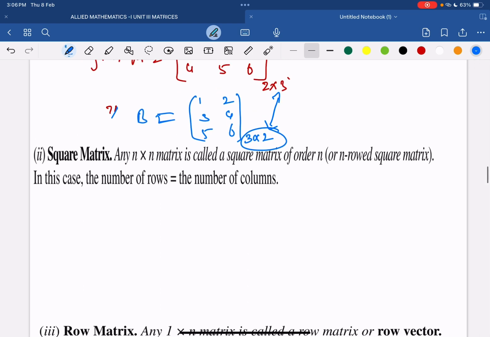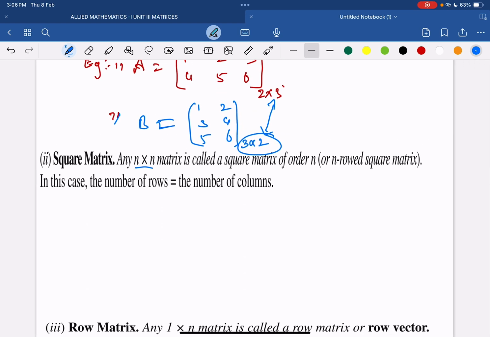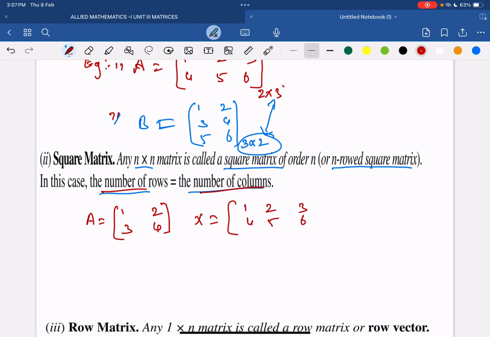Next is square matrix. Any n by n matrix is called a square matrix of order n. When the number of rows and the number of columns are equal, the matrix is called a square matrix. For example, A is equal to 1, 2, 3, 4 and X is equal to 1, 2, 3, 4, 5, 6, 1, 3, 7. This is the 3 by 3 order. This is 2 by 2 order. These are square matrices.